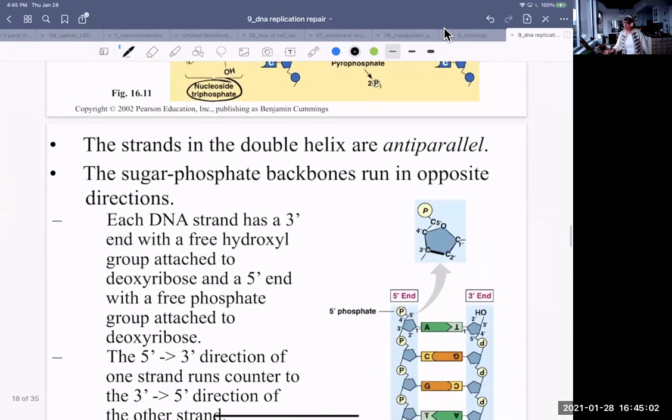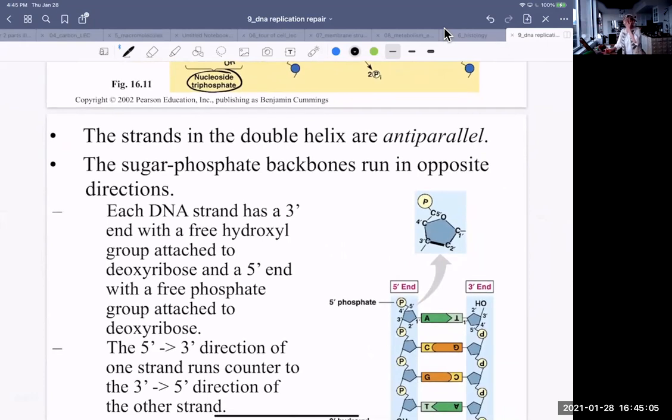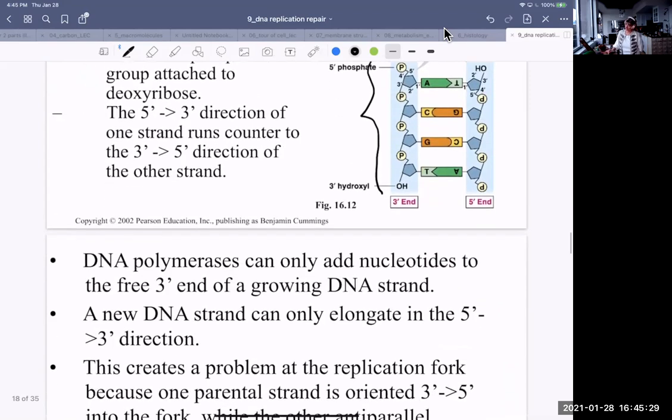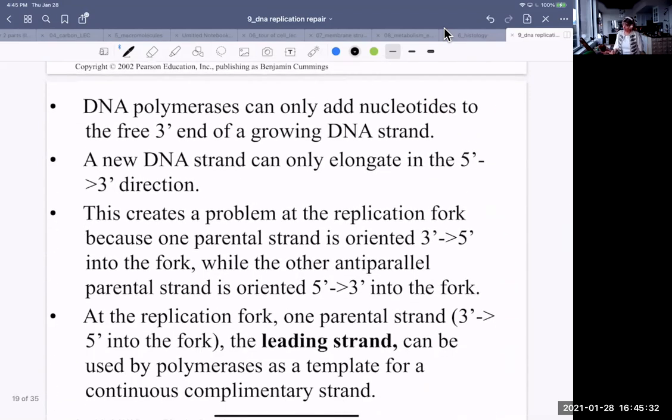And you're probably thinking, well, you can't replicate DNA in the same direction at both strands. You just can't do it because the strands are anti-parallel. They run in opposite directions. So for this strand here, you can only add on to the 3' end. So you can only add nucleotides to the free 3' end of the new growing DNA strand. So it can only elongate from the 5' into the 3' direction.